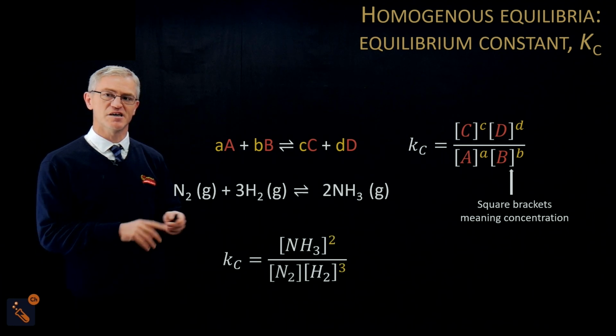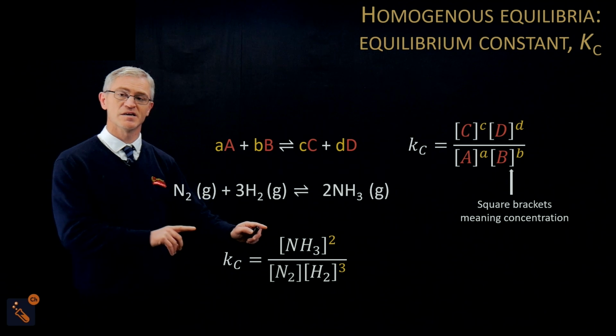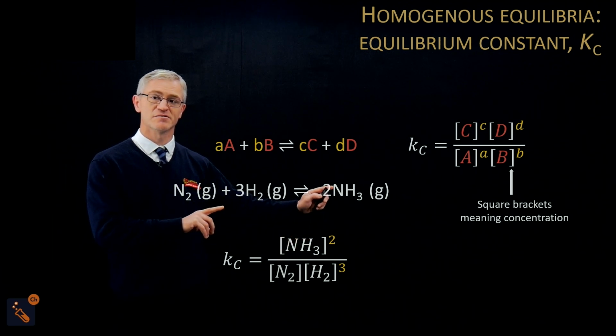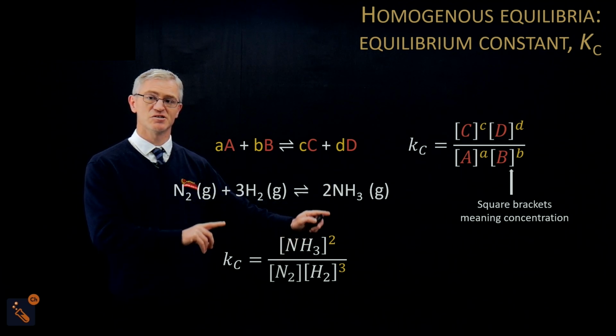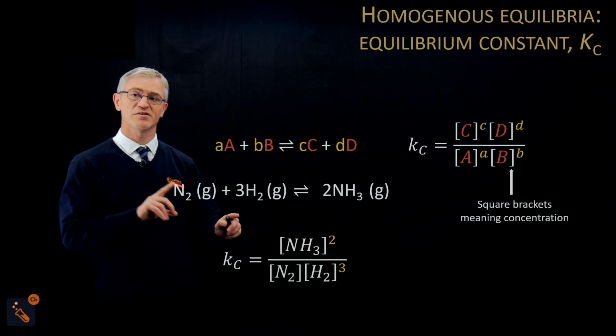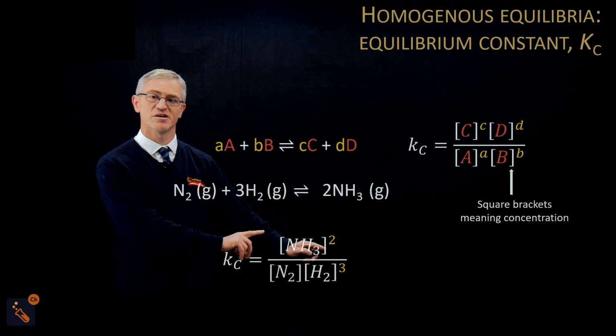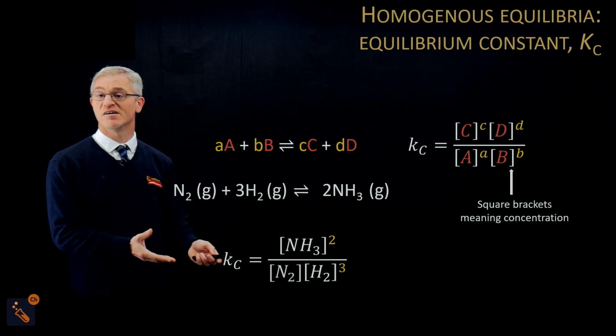So let's do it for you now. Kc is equal to the product, which is NH3, and then we raise it to the power in the balanced equation, which is 2. And then we do N2, not raised to a power because it's not got a number in front of it. And then we do H2 raised to the power of 3. And that's our Kc equation.